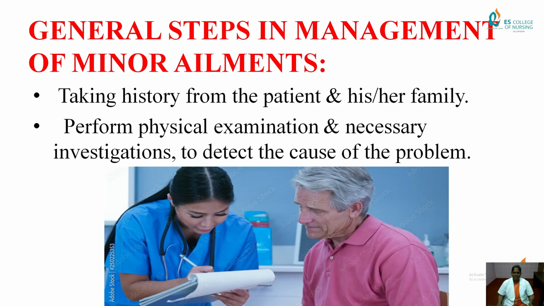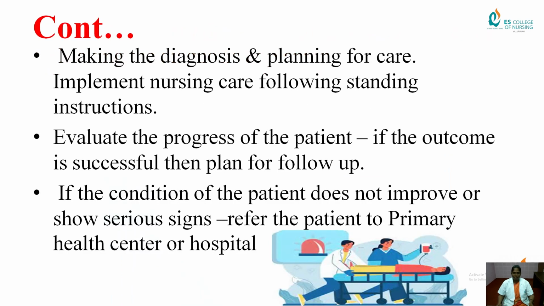Next, general steps in management of minor elements. The first step is clear history taking, which is very important for the management. So take the history from the patient and family very carefully. Then perform physical examination and necessary investigation. It will help to detect the causes of the problem for further management. Then make the diagnosis, plan the care, implement the nursing care following the standard instructions. Finally, evaluate the progress of the patient.